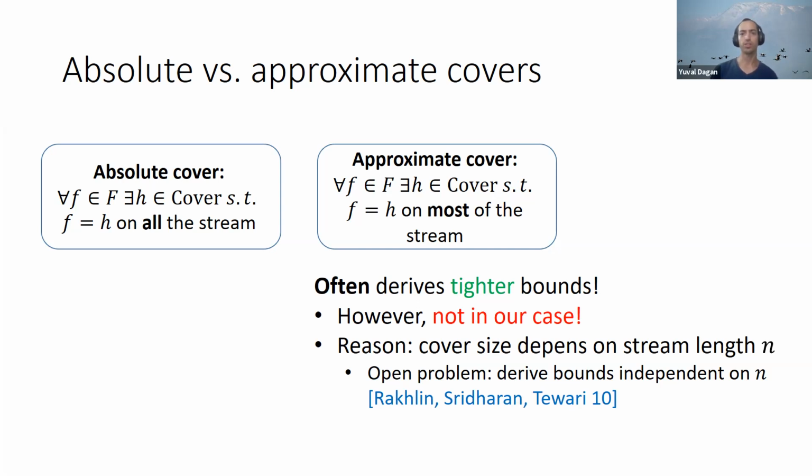But specifically for our case, we don't know how to get better approximate covers, and therefore prior work didn't manage to prove tight bounds for this reason, and they even gave an open problem of finding better approximate covers. Although approximate covers don't help us here, I still want to show how you can get better bounds using them.